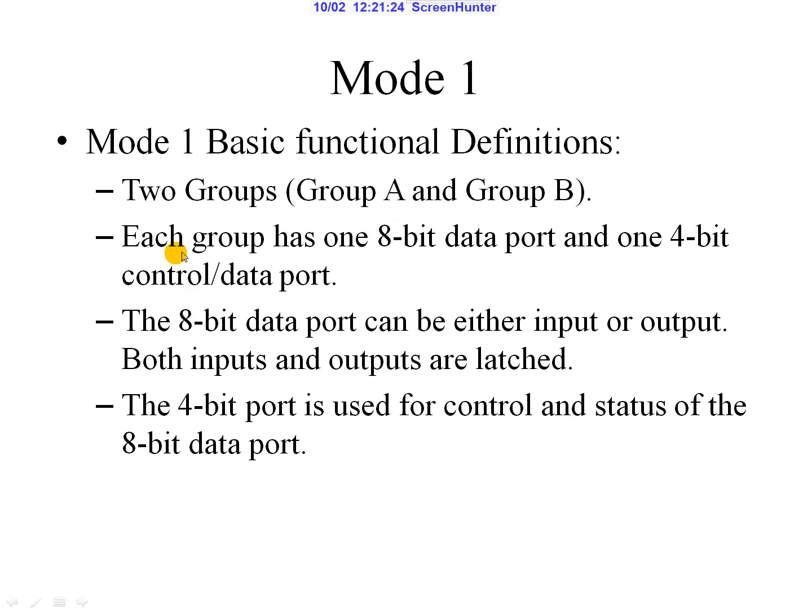In Mode 1 operation, the basic functionalities are that two groups, group A and group B, are going to be used. For each group, one 8-bit data port and one 4-bit control port are going to be used. So either port A or port B is used as an 8-bit data port. In port C, group A uses the higher nibble of port C, and for group B, port B and the lower nibble of port C are going to be used.